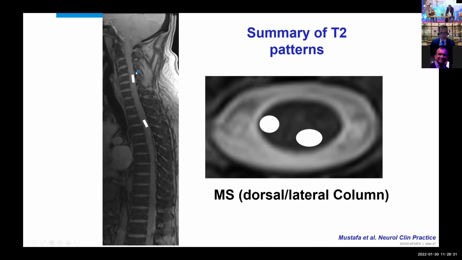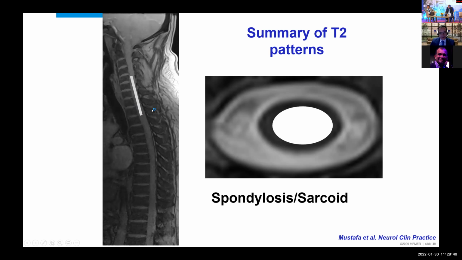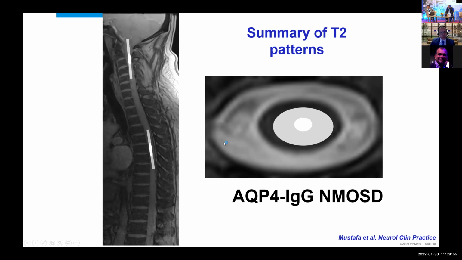So your MS is going to be a short lesion on the T2 weighted image, usually in the dorsal or lateral column. With ischemic lesions, you will have anterior involvement, sometimes with this owl eye or snake eye appearance, and then you can have involvement of the vertebral body also. With spondylosis or sarcoid, you'll just have a long lesion that will be central. It's difficult to discriminate. With the aquaporin 4, you'll have this long lesion that you see here, sometimes with this bright spotty area within it that looks like a syrinx.